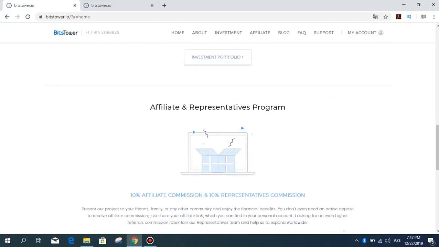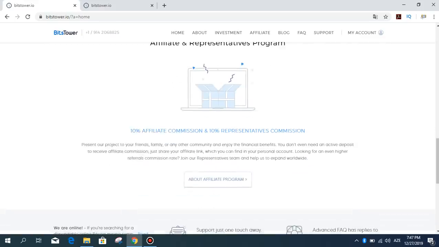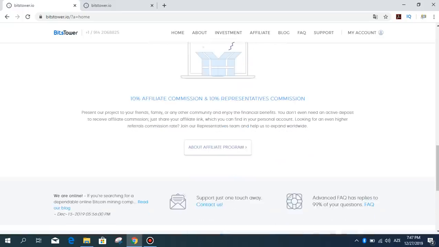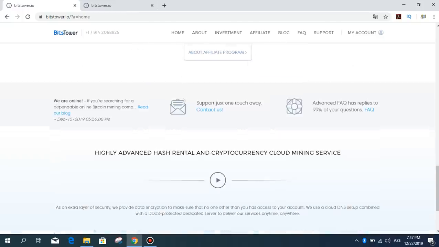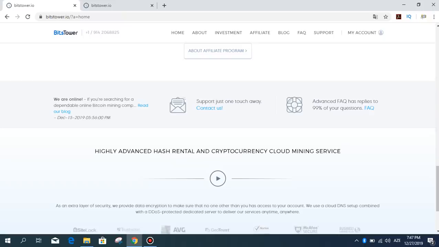There is also an affiliate system on the site: an affiliate and representative program, with 10% affiliate commission and 10% representative commissions. Present our project to your friends, family, or any other community and enjoy the financial benefits. You don't even need an active deposit to receive affiliate commission. Just share your affiliate link, which you can find in your personal account, looking for an even higher referral commission rate. And you can contact us from this area, support just one touch away.